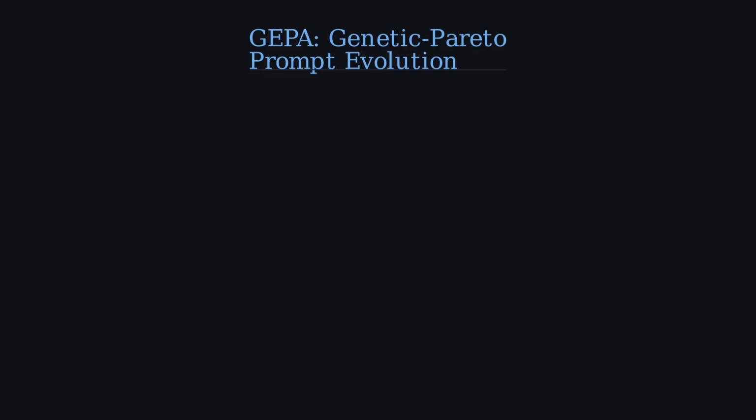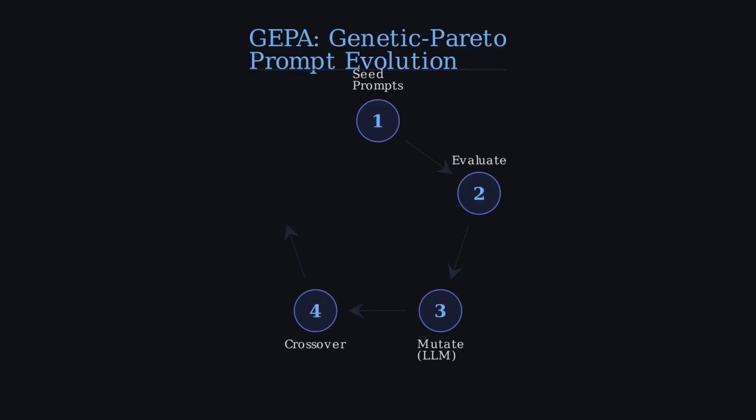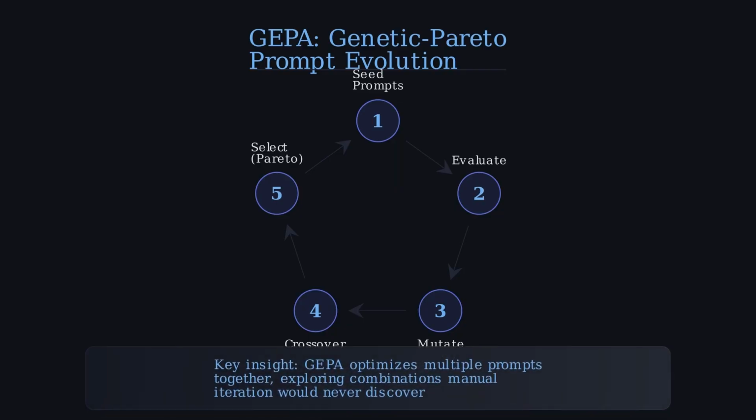It borrows from evolutionary biology. You start with seed prompts as your initial population. Each generation you evaluate candidates against your dataset, and an LLM proposes mutations based on what went wrong. Successful variants get combined through crossover, and Pareto selection keeps only the top performers. The key insight is that GEPA optimizes multiple prompts together, exploring combinations that manual iteration would never discover.